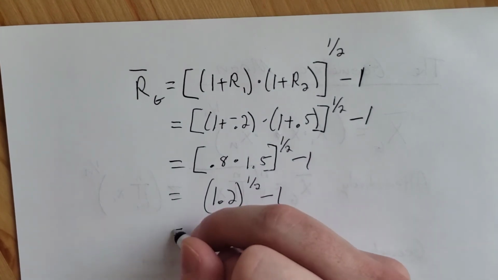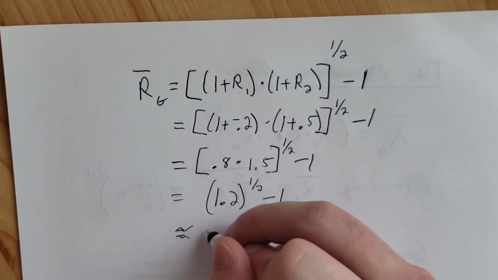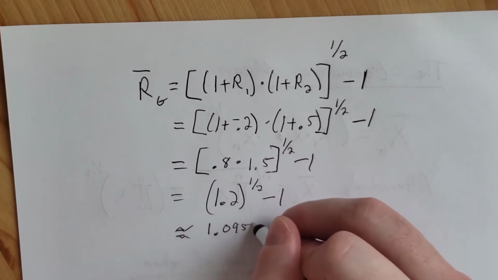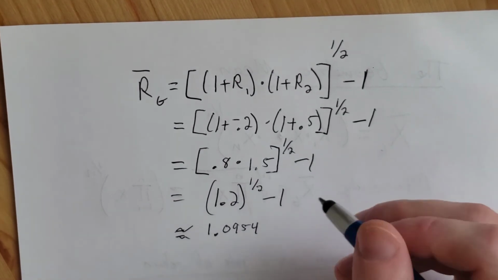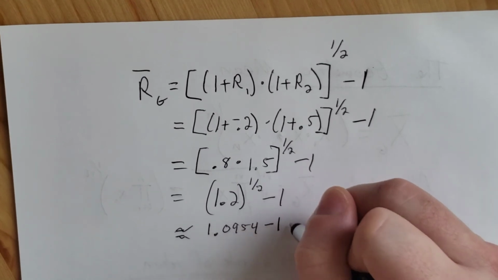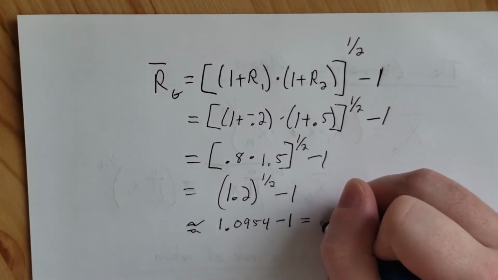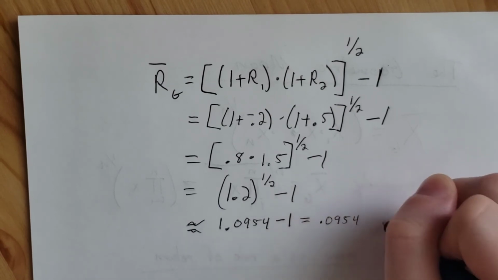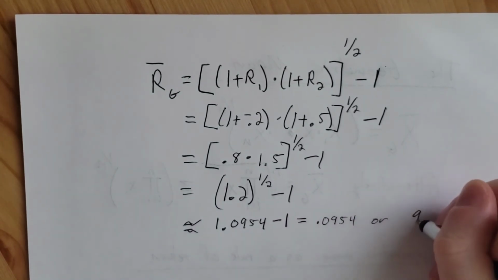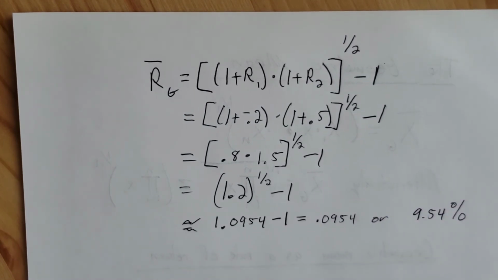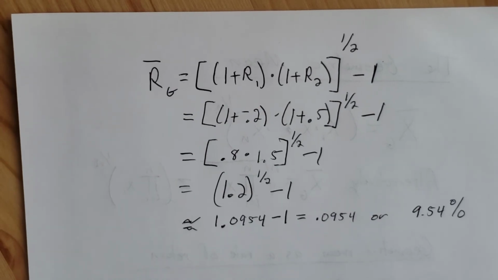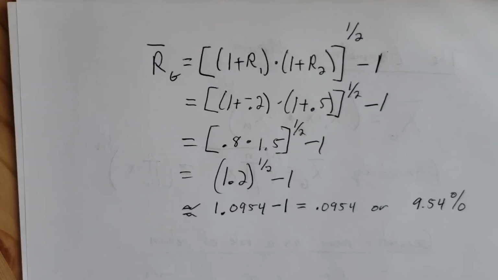Well, this is approximately 1.0954, right? We're rounding here. We're taking 1.2, we're square rooting that, and we get 1.0954, but then I'm rounding to that value. Minus 1, which is equal to 0.0954, or 9.54%. And again, this is an approximation. So what does this tell us? That tells us our average rate of return over those 2 years.